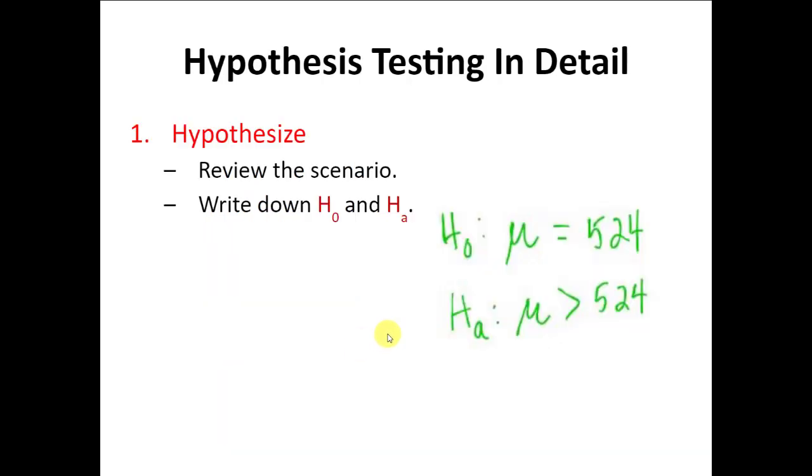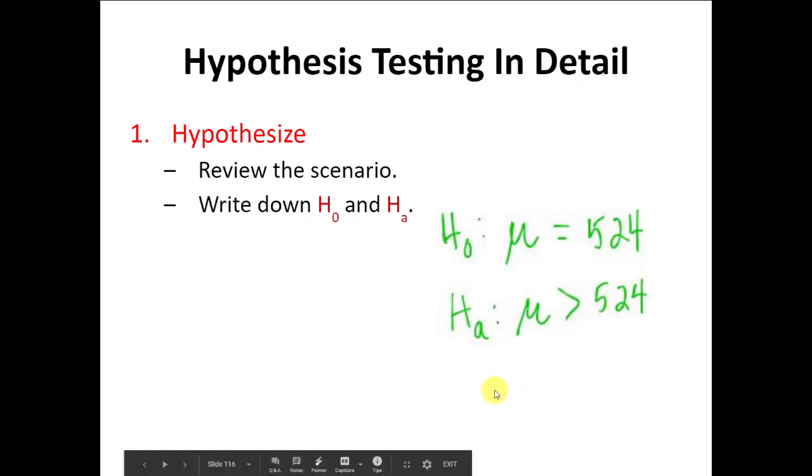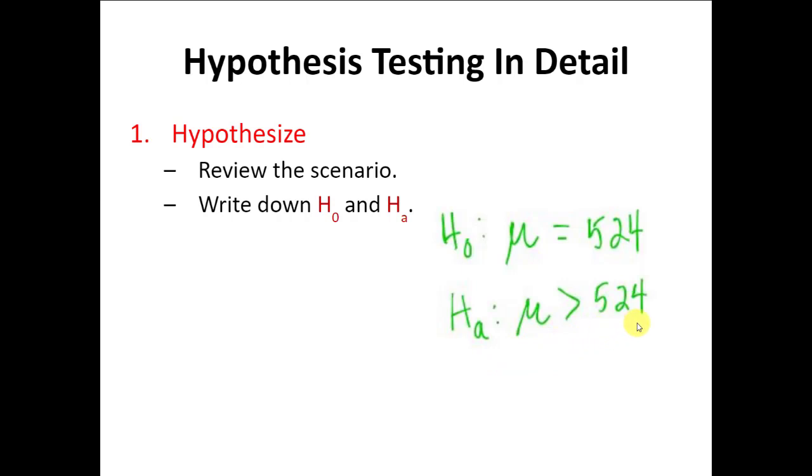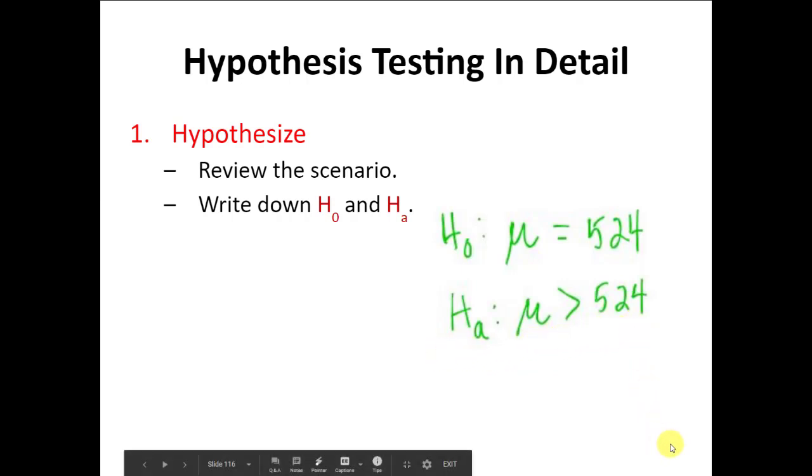So when writing the hypothesis, we needed to make sure that we wrote the null according to the population, and since we were dealing with means, we were going to use the notation for mu. The question asked, are the men at the school burning more calories than the regular population? And so our alternate hypothesis was mu is greater than 524 because the alternate hypothesis is addressing the question.